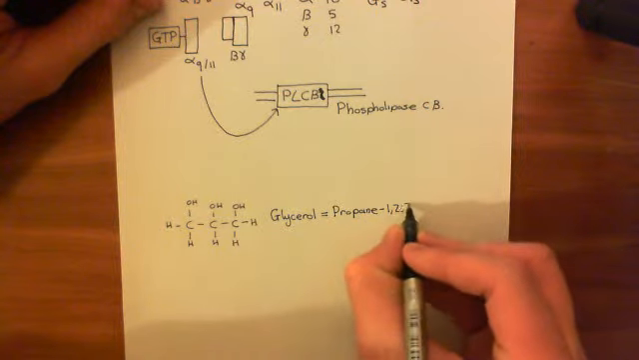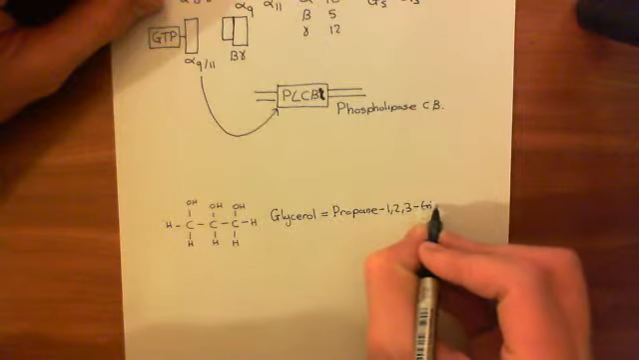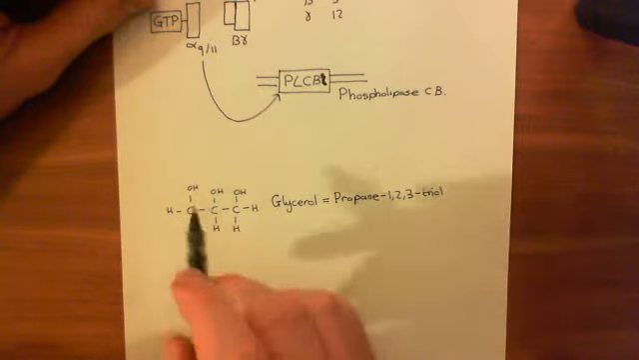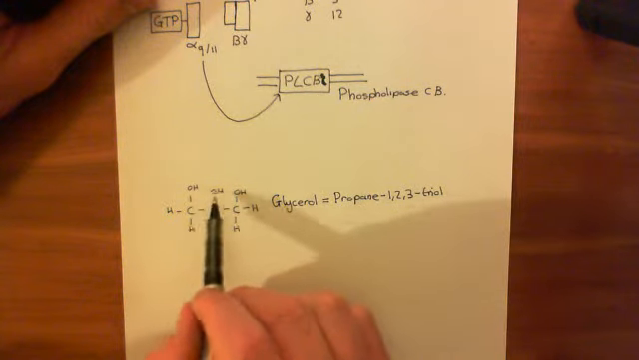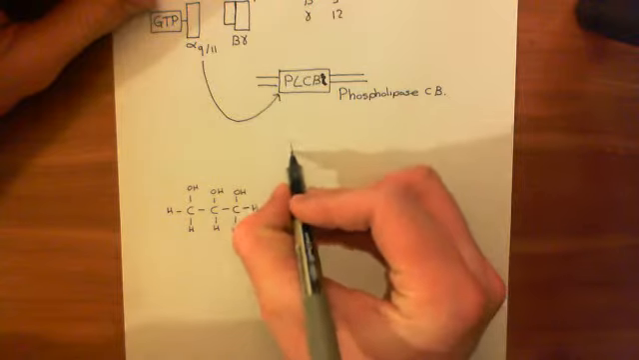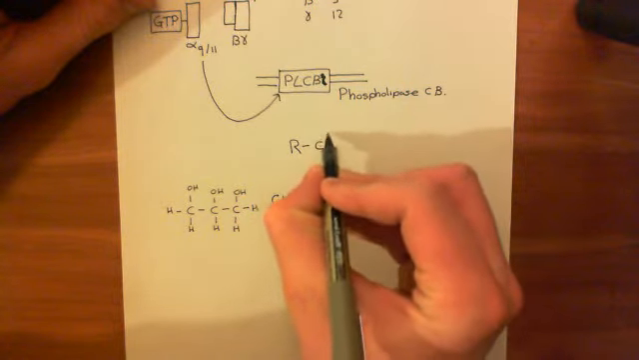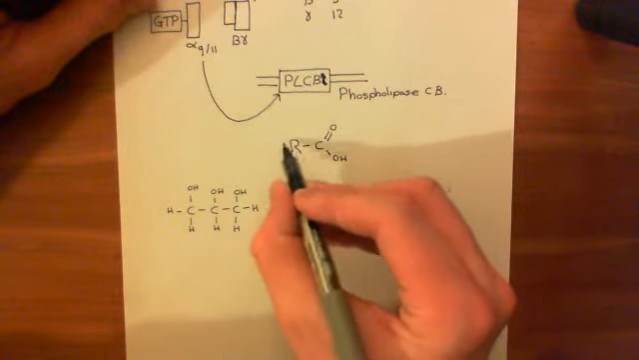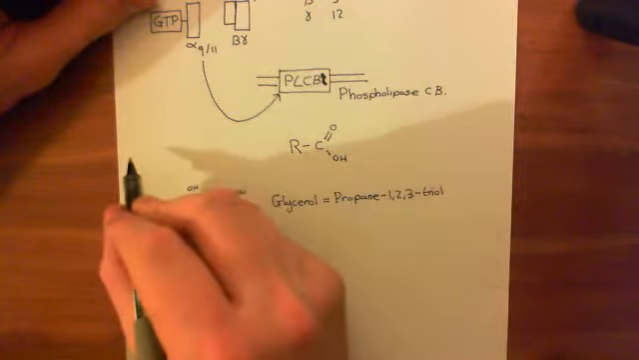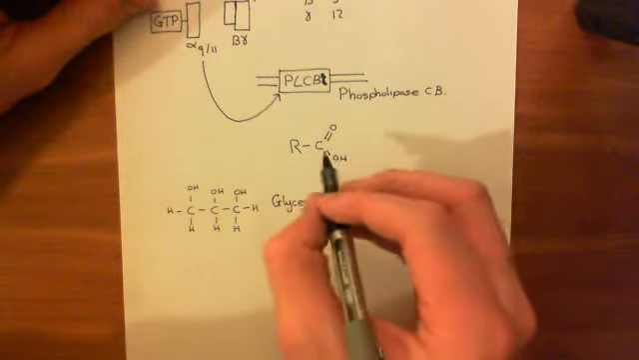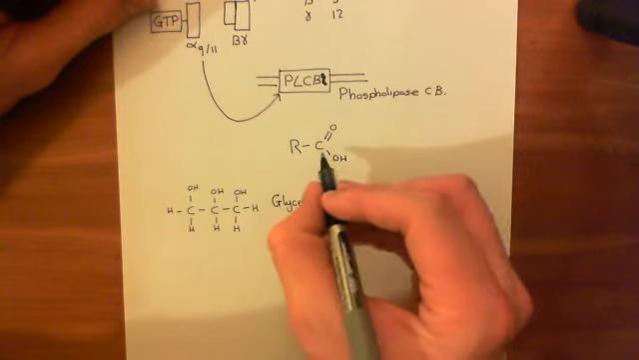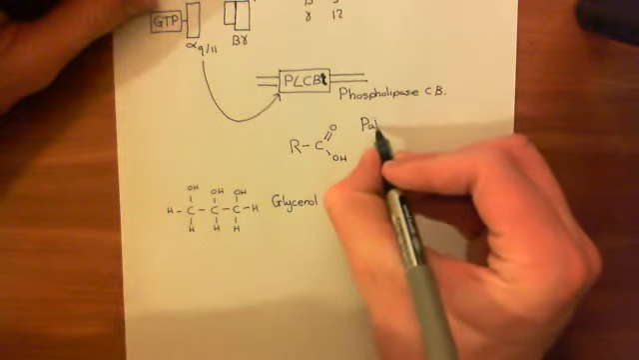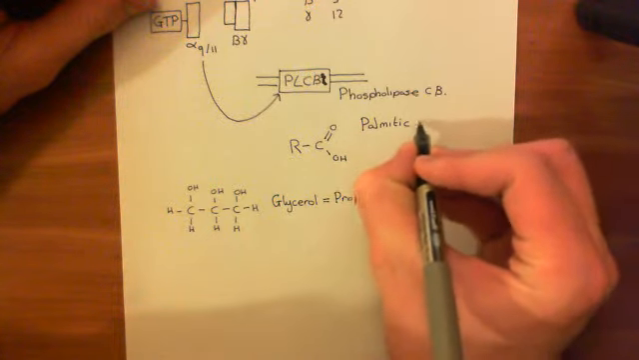Okay, right. So to turn this glycerol, or this propane-1,2,3-triol, into a phospholipid, you have to esterify two of these hydroxyl groups. You have to take long-chain carboxylic acids, which are carboxylic acids with a very long chain in the R group, so a lot of carbon atoms. For instance, palmitic acid is an example of a long-chain carboxylic acid.